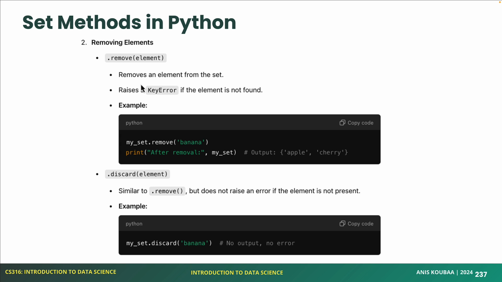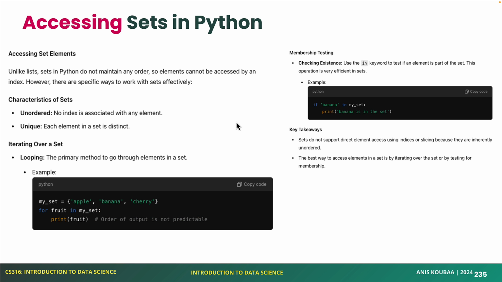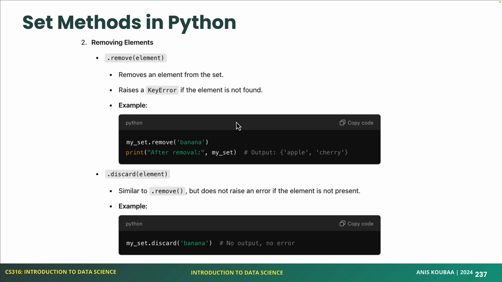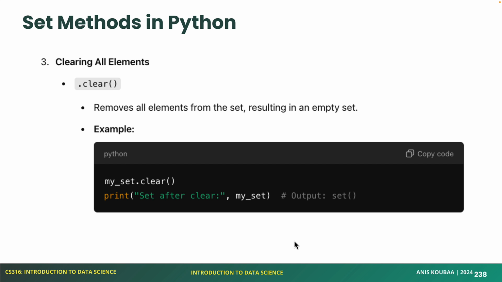You can remove elements by calling remove with the element. Of course, if the element doesn't exist, it's going to be considered as a key, so it may raise a key error if the element is not found. This is why you can check the membership first, and if it exists, you can apply remove. And discard is similar to remove, but doesn't raise an error if the element is not present. So this is a kind of safety check whether the element exists or not. And clear is going to remove all the elements from the set.